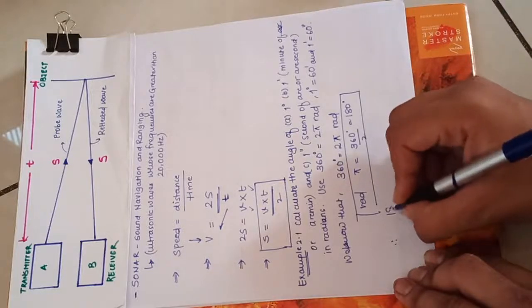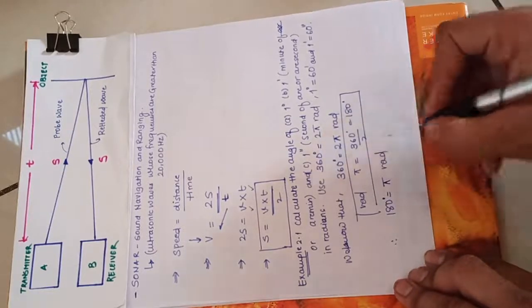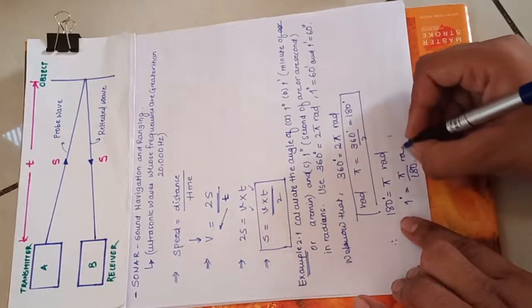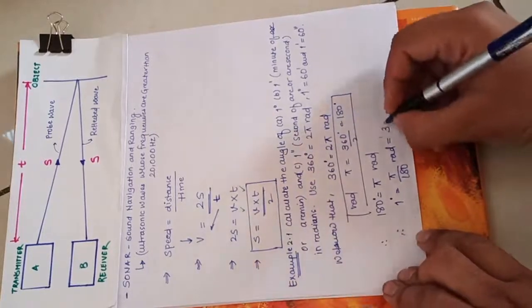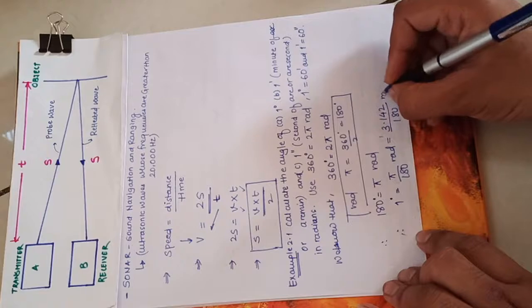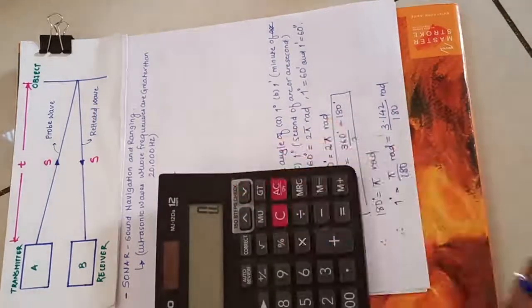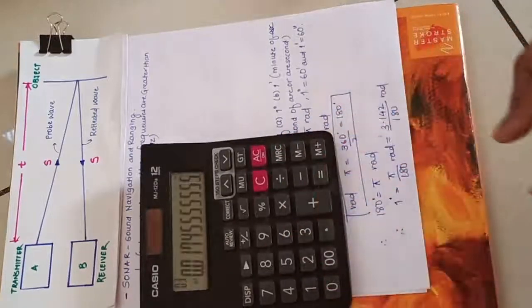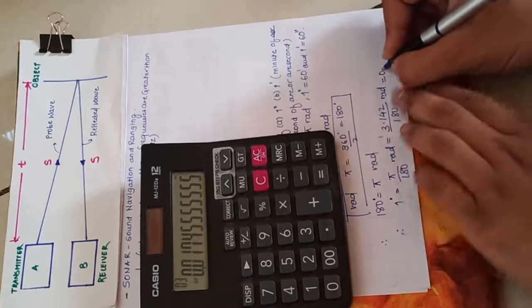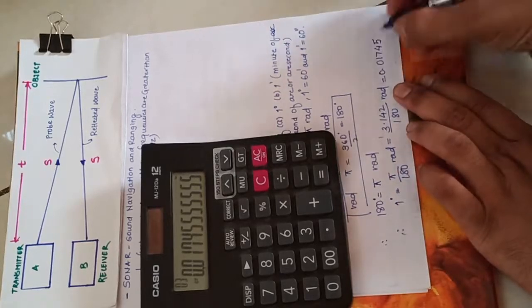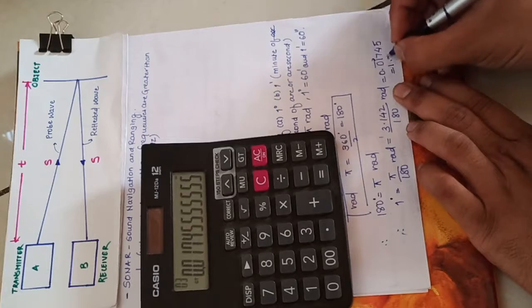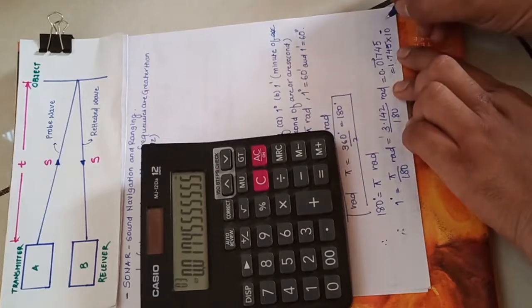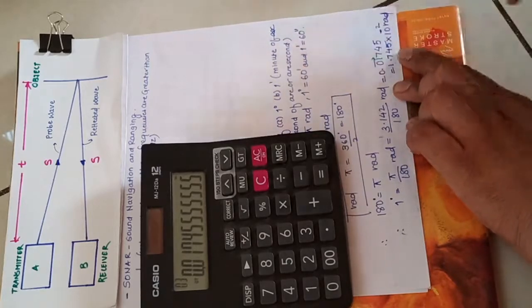We know that 180 degree is equal to pi radian. So if I want to determine 1 degree, 1 degree is equal to pi by 180 radian. Instead of pi, what can I put? 3.142 divided by 180 radian. Let's calculate. 3.142 divided by 180. Your answer is 0.01745. If I move 2 points, that is 1.745. Am I moving towards left or right? Right. So I have to put 10 power minus 2. The unit will be radian.